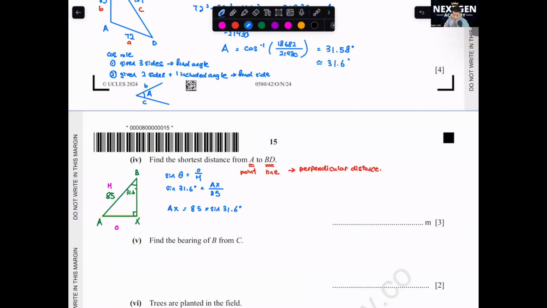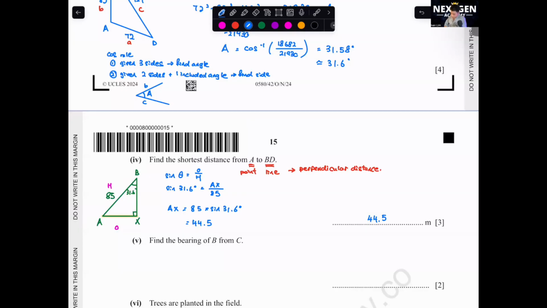Can I calculate this? 85 times sine 31.6. We get 44.5. Can we use Pythagoras theorem? Cannot. Because the bottom part you don't know. You don't know what's the length. It's not in the middle.